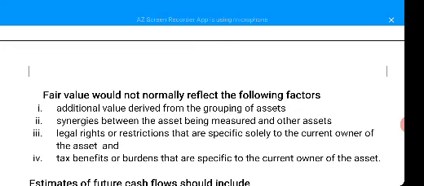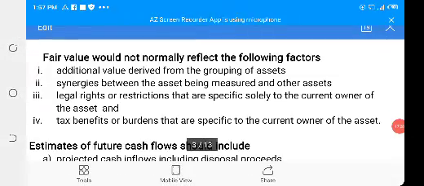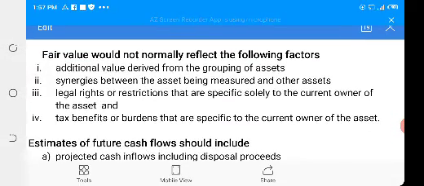Fair value would not normally reflect the following factors. So when you're calculating fair value, you don't take these factors into consideration. One, additional value derived from the grouping of assets. Two, synergies between the asset being measured and other assets. Three, legal rights or restrictions that are specific solely to the current owner of the asset. Four, tax benefits or burdens that are specific to the current owner of the asset.